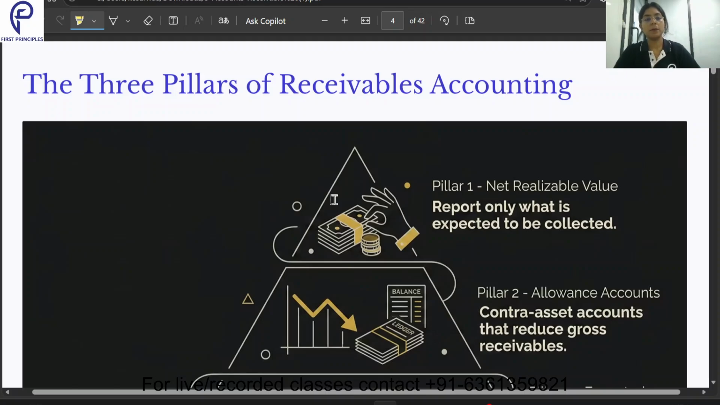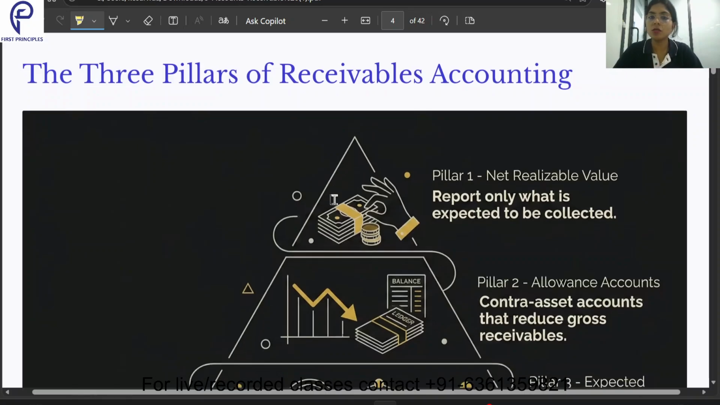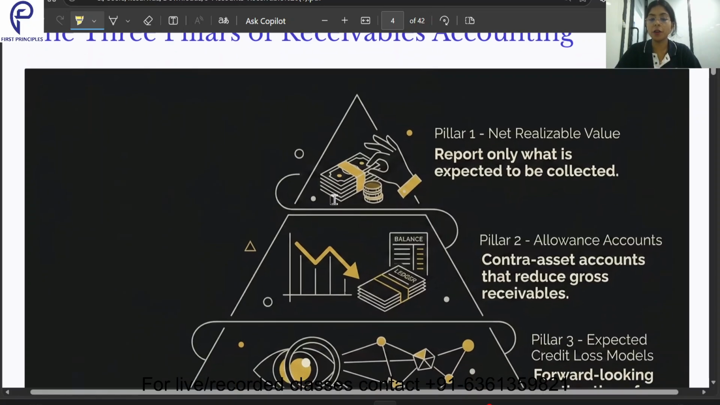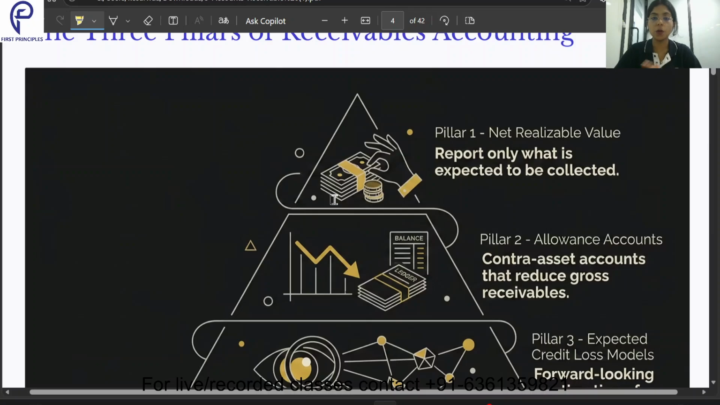Okay, yeah, so the three pillars of accounts receivable are given over here. Pillar 1 is net realizable value. That means we should only disclose, only show, that amount on our balance sheet that we are expecting to be collected. That means we are anticipating that this much amount we are definitely going to collect, or maybe somewhere near to that.